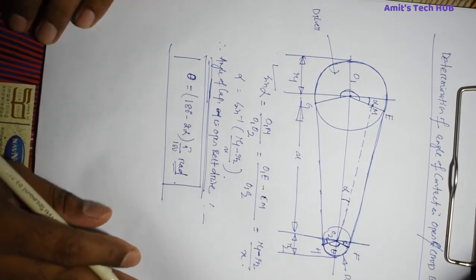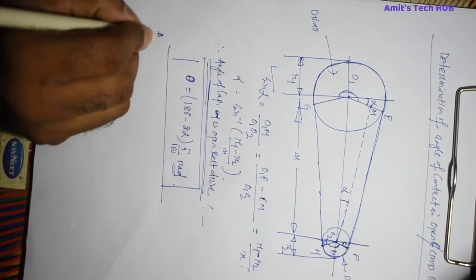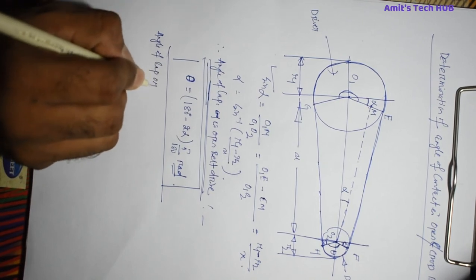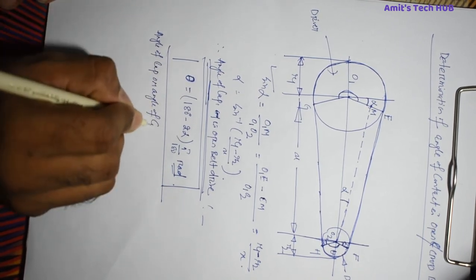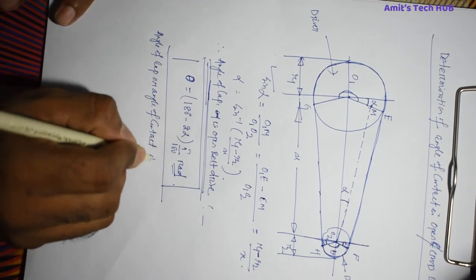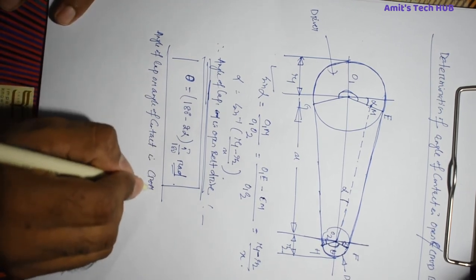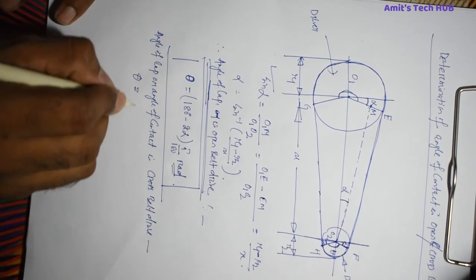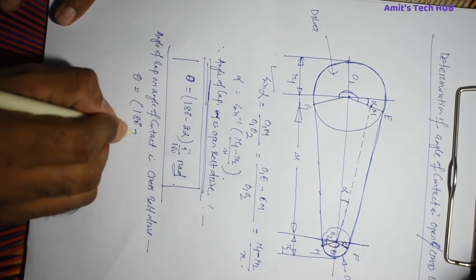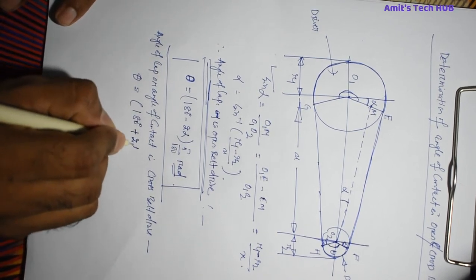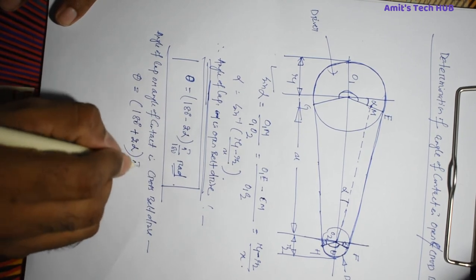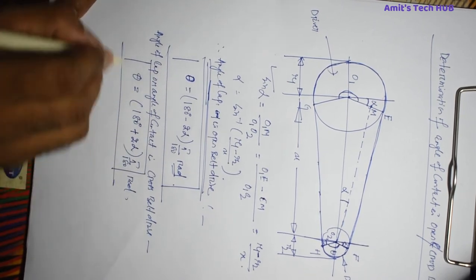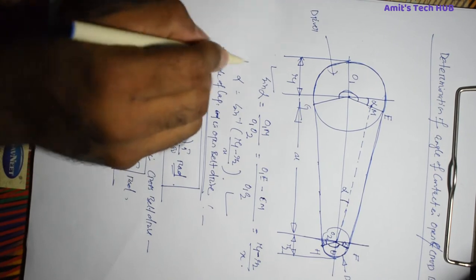In a similar manner, if you derive the angle of lap or angle of contact in cross belt drive, the value will be (180 plus 2 alpha) into pi by 180 radian. I am directly writing it, you just check that one. Nothing is unknown here, because alpha we can find out by this formula.